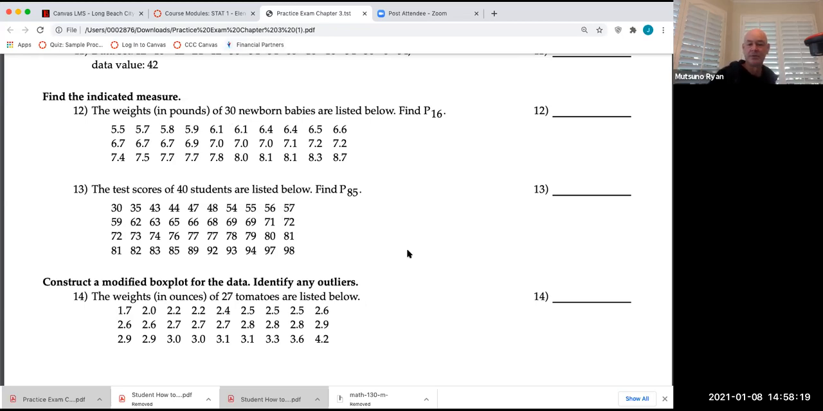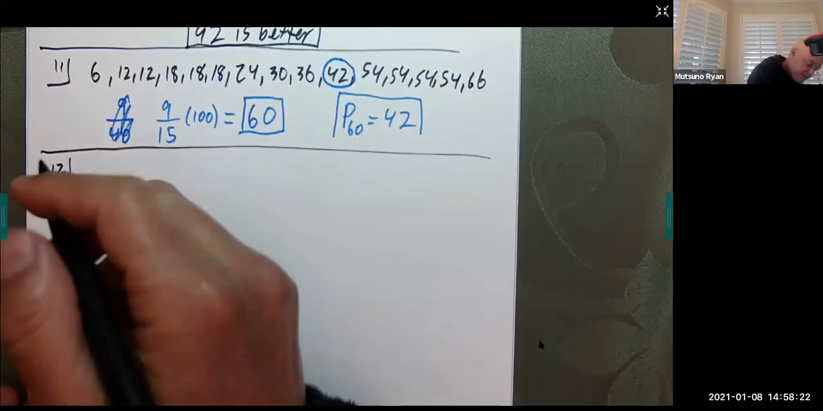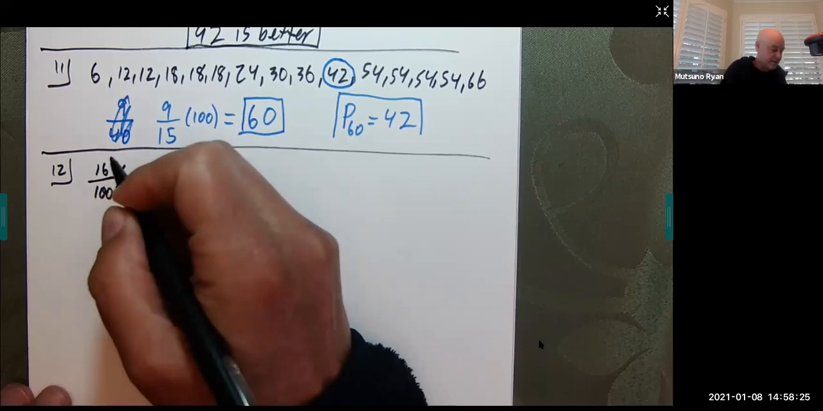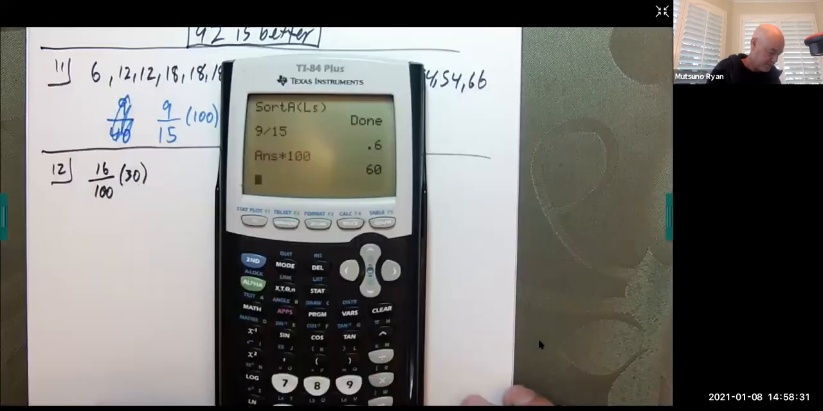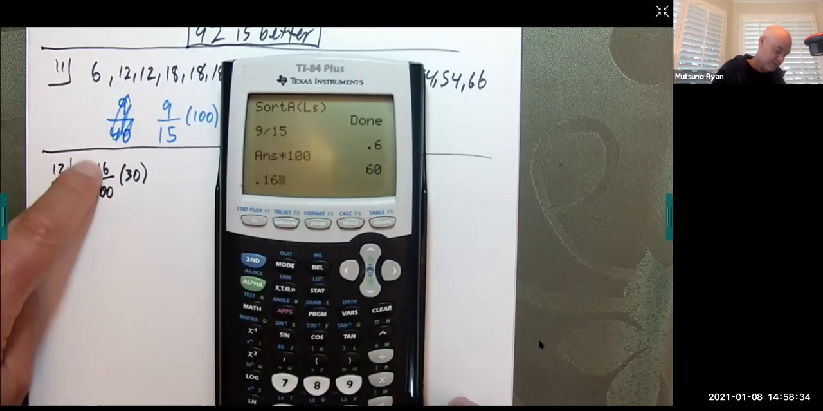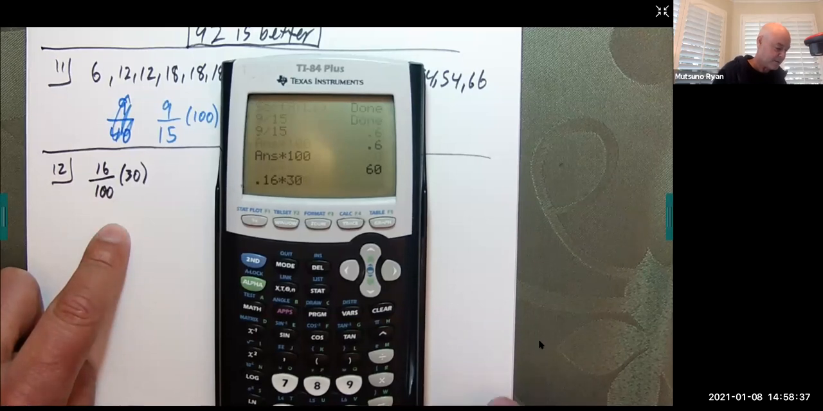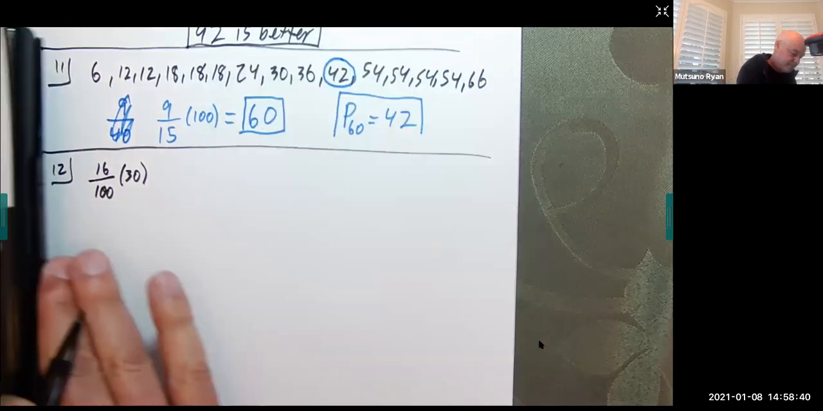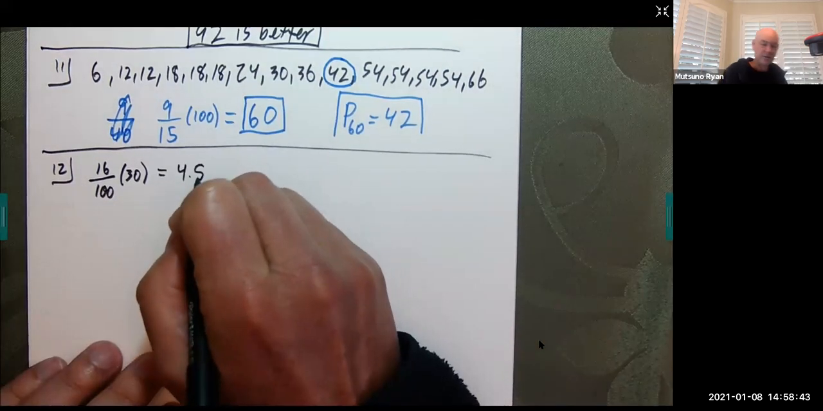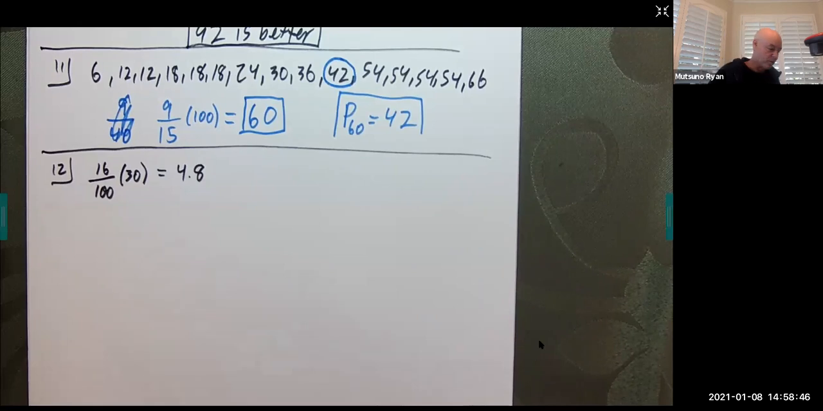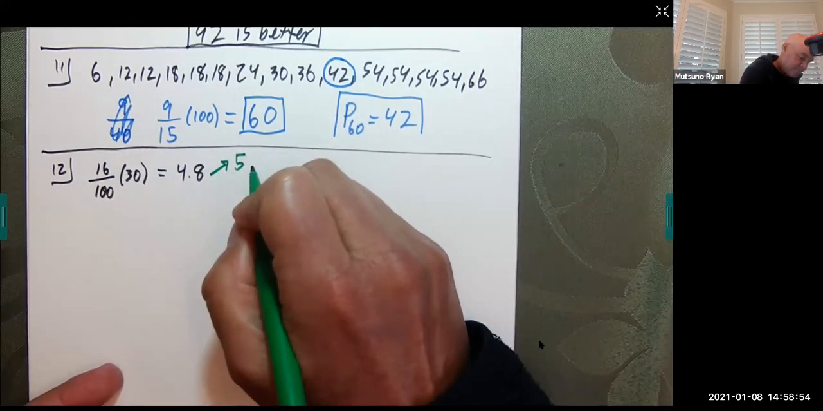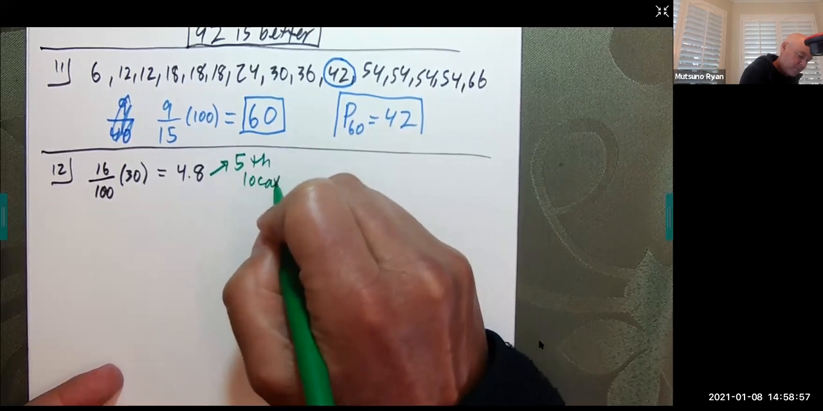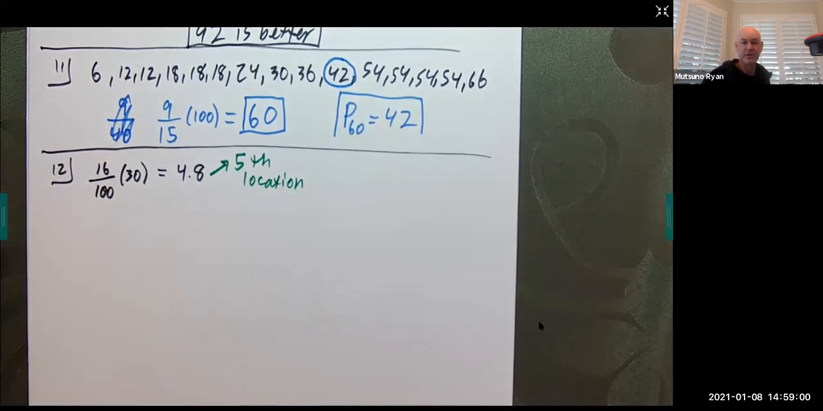So real quick, let me show you the calculator. I need to find 16% times the number of data pieces, which in this case is 30. So 16%, 0.16, times 30. This gives me a location. 4.8 location. Now, of course, we don't have a 0.8. So what we're always going to do in this case is we're always going to round up. So we're going to go find the 5th location.